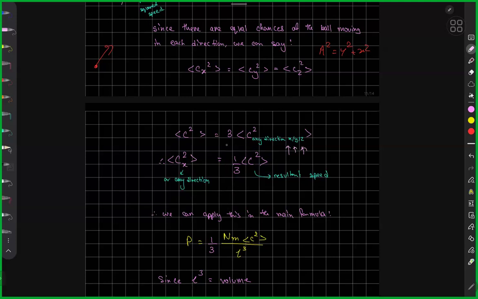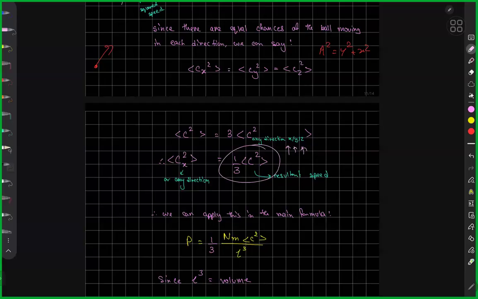So I'm simply dividing by 3 on either side, and I am left with, for any one direction, what is the speed? What is the resultant speed in any one direction? 1/3 of the resultant speed. Any question?